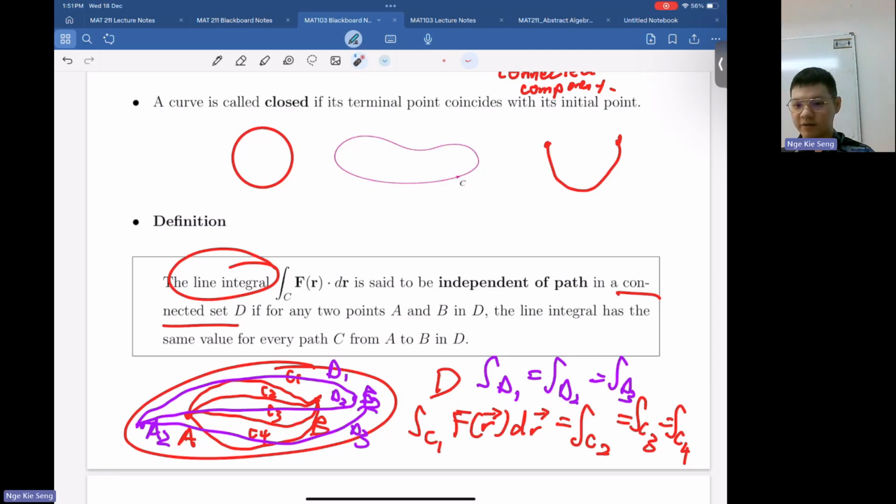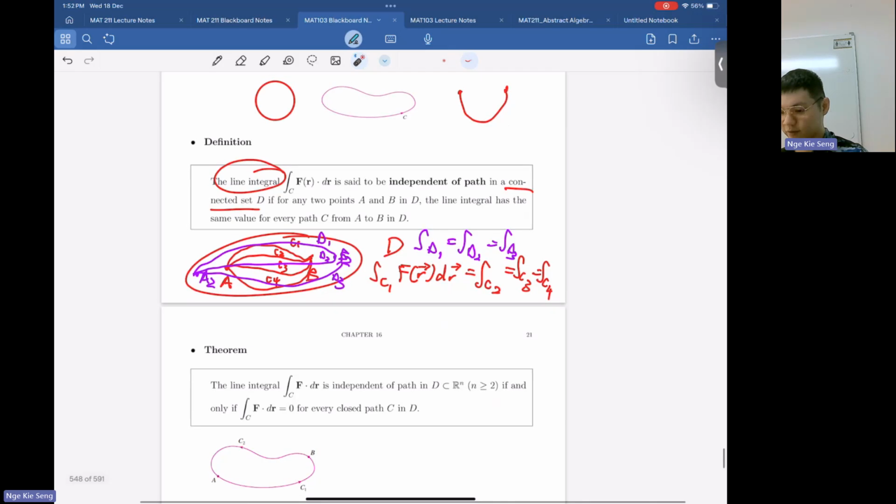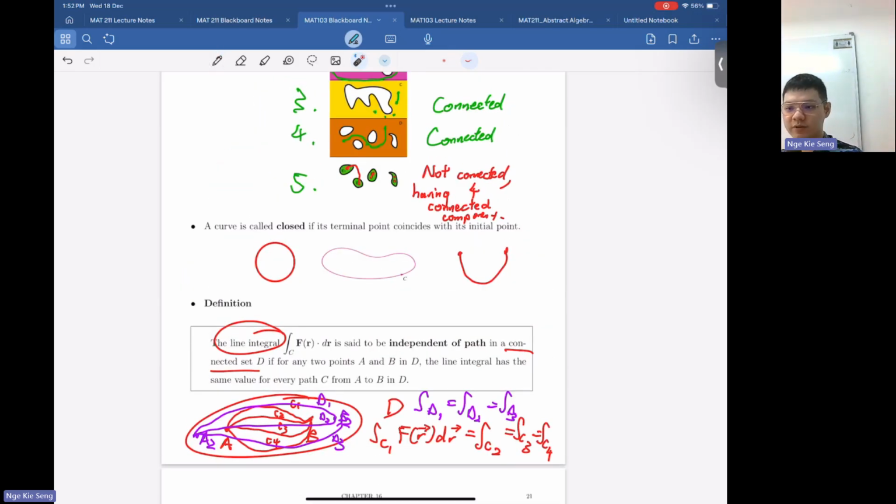How about we take a break now? We take a break first, then we can continue with the theorem. Okay, let's break until 2:02.